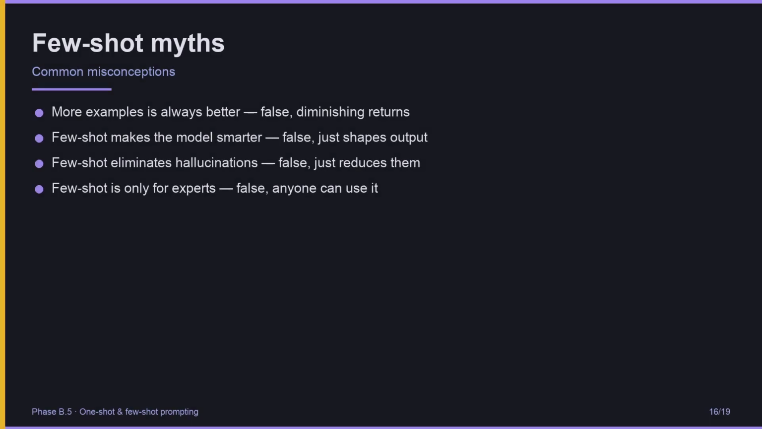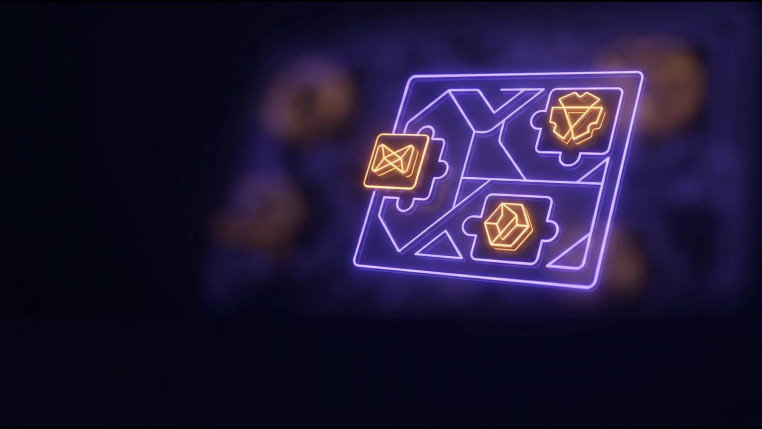A few common myths about few-shot. More examples is always better. False. Returns diminish past 3 to 5. Few-shot makes the model smarter. False. It just shapes the output format. Few-shot eliminates hallucinations. False. It just reduces them. And few-shot is only for experts. Definitely false. Anyone can use it after this lesson. Show, don't tell. 2 or 3 well-chosen examples, that's the whole trick.